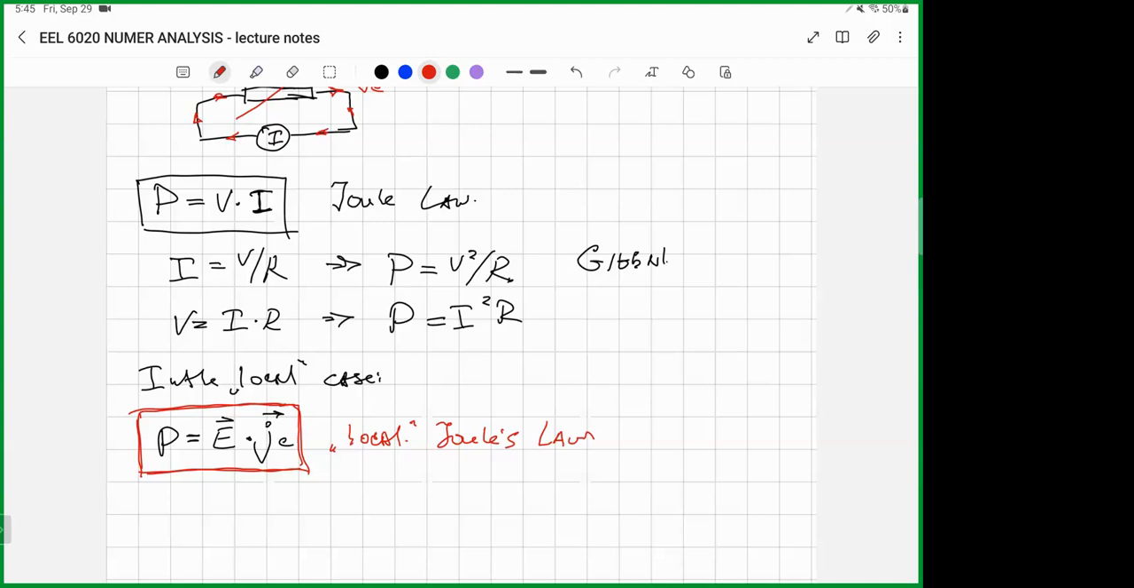For example, if you have a very complex circuit like a CPU, it has a lot of conductors, and they are charged. The charges create electric fields, and the conductors support some currents with some current densities. So if you multiply these current densities by electric fields and integrate over the total CPU, you will get the total power dissipated by the CPU.